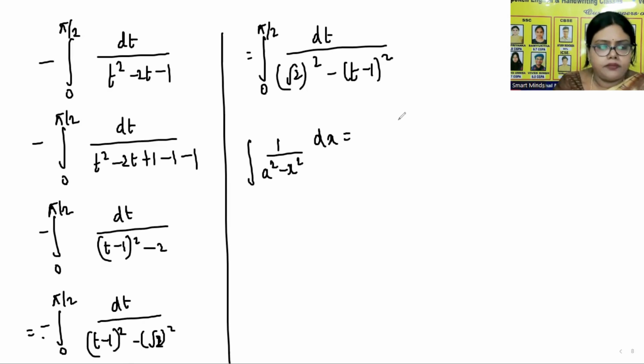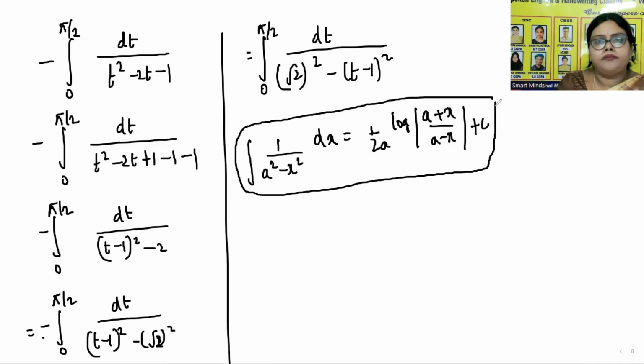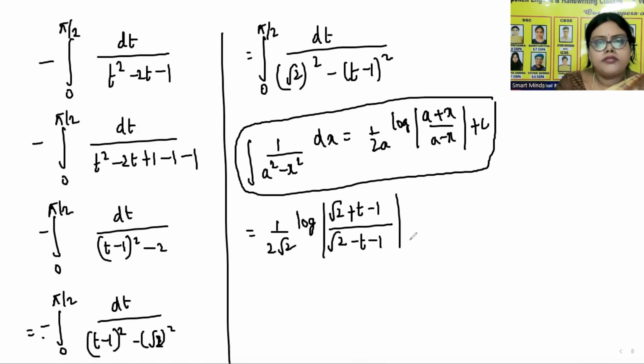Now we have a formula for the integral of 1 by a square minus x square dx. That is 1 by 2a log mod a plus x by a minus x plus c. This is the formula. Now we apply the formula. 1 by 2 root 2 into log mod root 2 plus t minus 1 by root 2 minus t minus 1, from 0 to 1, because the limits change from 0 to 1.